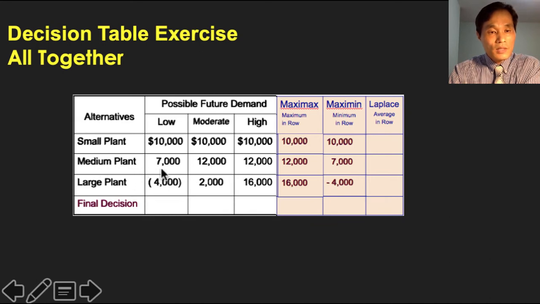Again, $10,000 here. Laplace is the average of these three values, and the average of that is 10,000. And medium plant, 7,000, 12,000, 12,000. I think we have to calculate that. That's just 10,333. And then large plant, 16,000 plus 2,000 negative 4,000 and divided by three, so 16,667. I think it should be 15,000 or 14,000. The calculation is not done right. However, this is the largest value, that's for sure. So your choice on the Laplace value should be large plant.